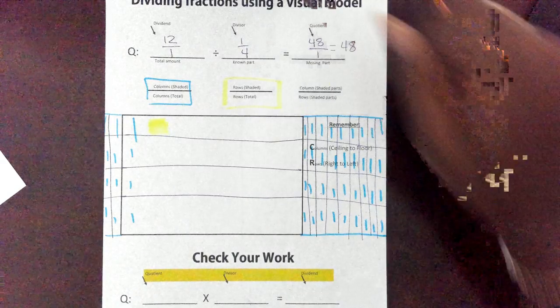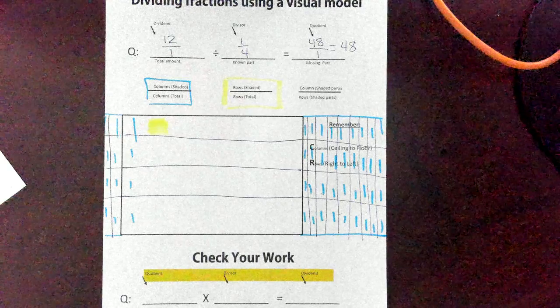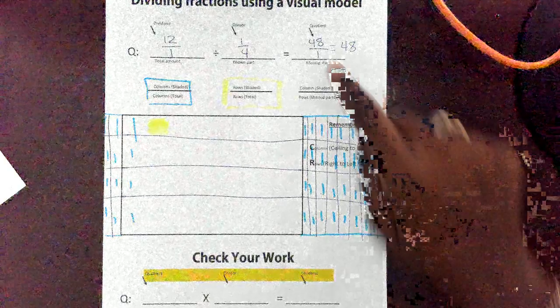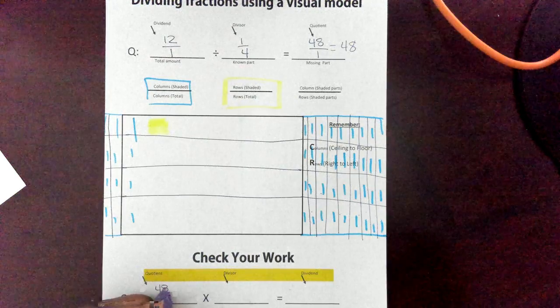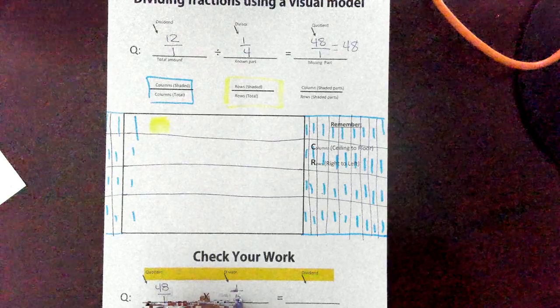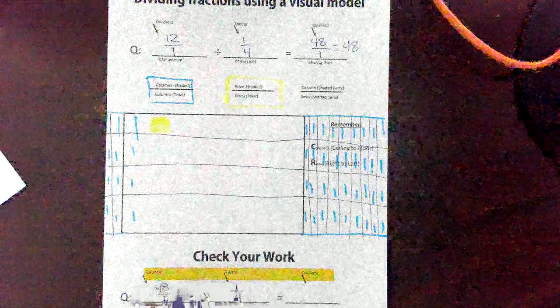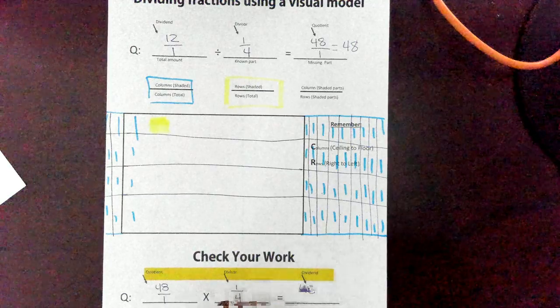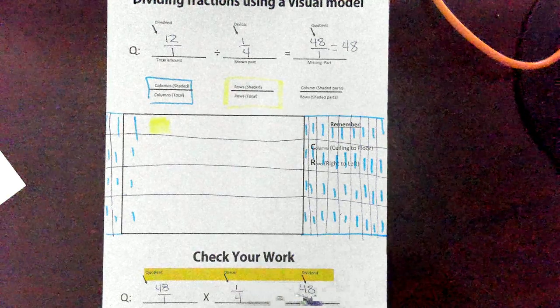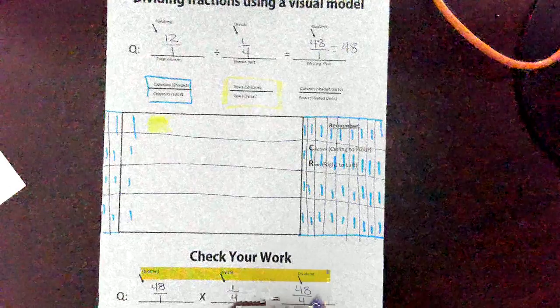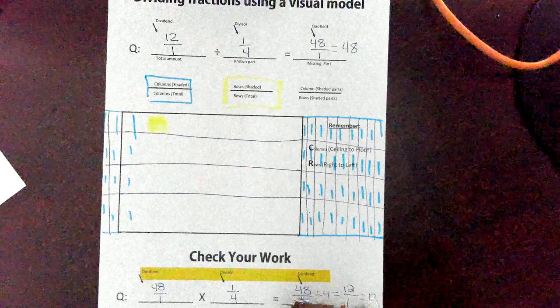Okay. And so now what we're going to do is just check our work, make sure that we have the right answers. So if I take 48 over 1 and multiply it by the divisor, which was 1/4. In multiplying of fractions, we always multiply straight across. So 48 times 1 gives me 48. 1 times 4 gives me 4. And I can reduce that by dividing both by 4. So 48 divided by 4 gives me 12. 4 divided by 4 gives me 1. So it's the same thing as 12 over 1, or 12.